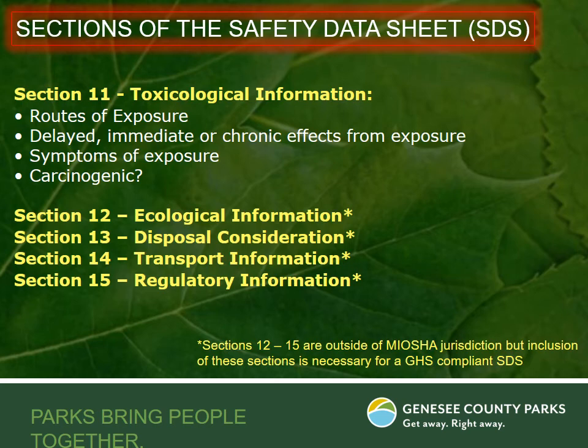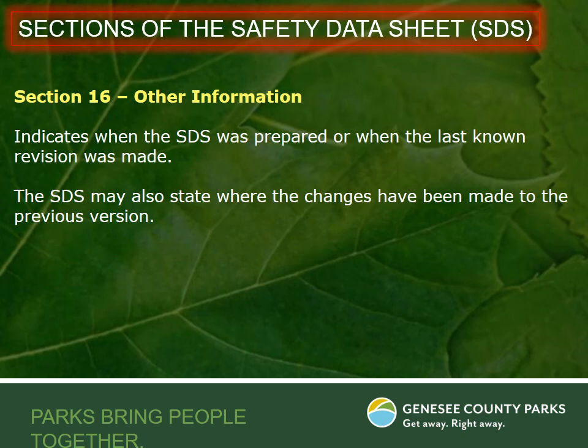Sections 12, 13, 14, and 15 are included on the SDS in order to meet the global harmonized standard, but these sections are regulated by, in Michigan, again, EGLE. Section 16 has any additional information pertinent to the chemical.